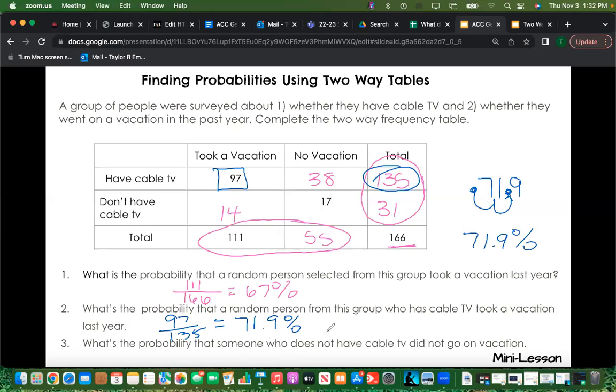What's the probability that someone who does not have cable TV, that's just 31, did not go on vacation? 17 out of the 31. So when we divide that, that's going to give us 55%, or you could say 54.8. That's fine.